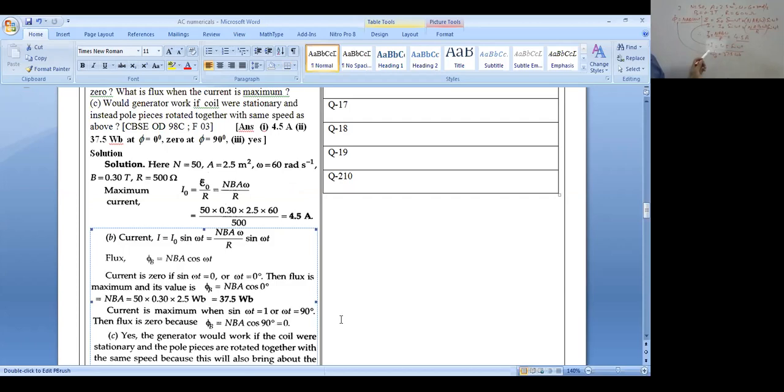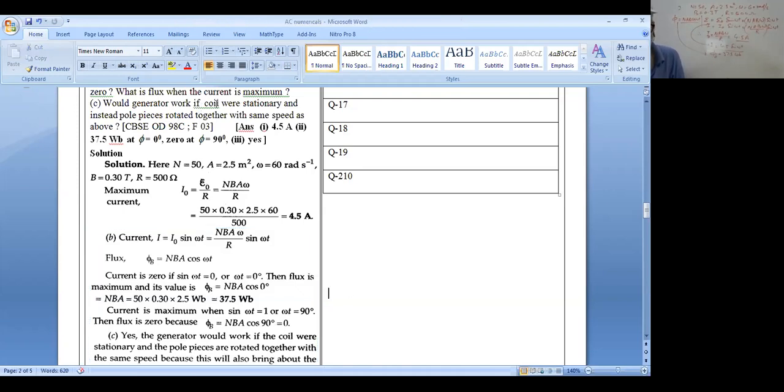If flux is maximum, current is minimum. If current is maximum, flux is minimum, 0. It depends on the angle, and we have already discussed this. There is a phase difference between the two: flux is a cos function, and the voltage and current are sine functions. So we are getting this difference because of the phase difference. Current and voltage are just opposite in values because of the phase change.